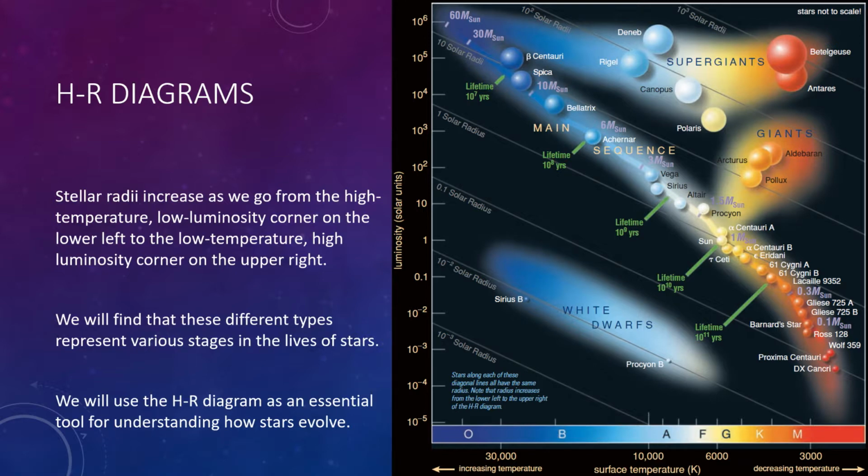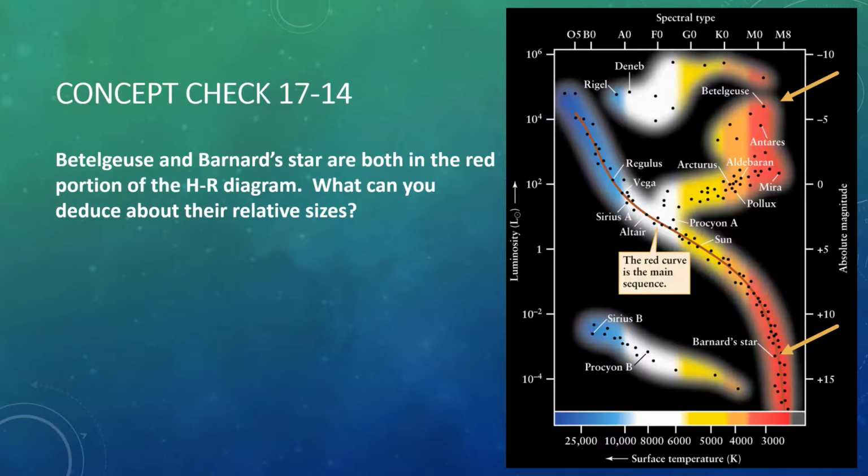All right, let's do a quick concept check. Betelgeuse and Barnard star, which are both pointed to here in the diagram with orange arrows, are both in the red portion of the HR diagram. What can you deduce about their relative sizes? So they're both in the red portion, right? But one is much more luminous than the other. So what can you say about their sizes? Take a moment to think about it and pause the video and return when you're ready.